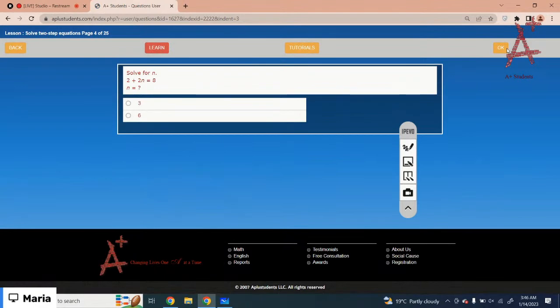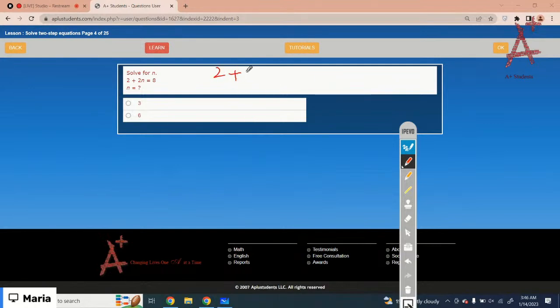Okay, the next one is solve for n. So you have to do 2 plus 2n equals 8. So 2 is being added to 2n. That means you have to subtract 2 from both sides. Got it? 2 minus 2 makes 0, and 2n equals 8 minus 2 is 6.